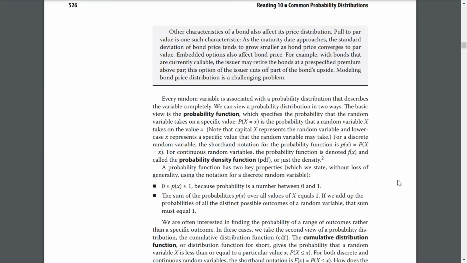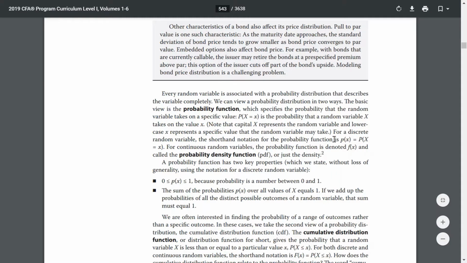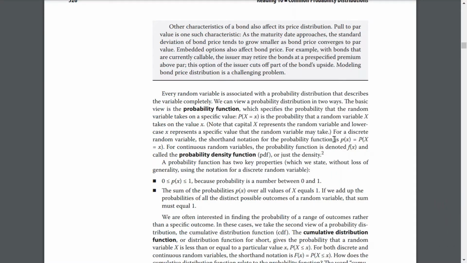Every random variable is associated with a probability distribution that describes the variable completely. We can view a probability distribution in two ways. The basic view is the probability function, which specifies the probability that a random variable takes on a specific value. The probability of X equaling x is the probability that the random variable X takes on the value of x. Note that capital X represents the random variable and lowercase x represents a specific value that the random variable may take. For a discrete random variable, the shorthand notation for the probability function is p(x): the probability of a specific value the random variable may take is equal to the probability of X equaling x.